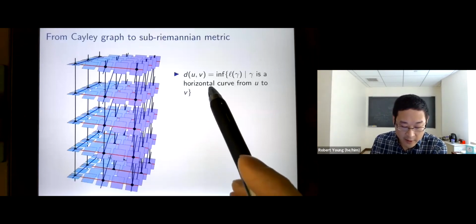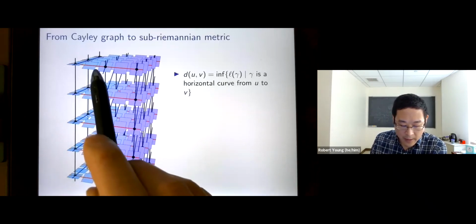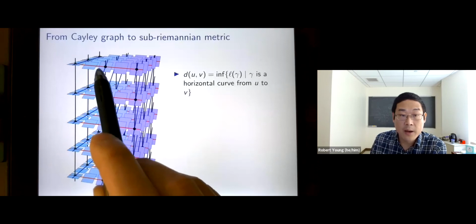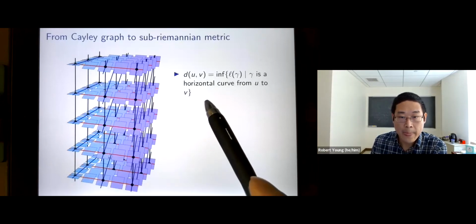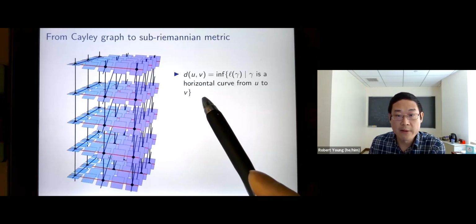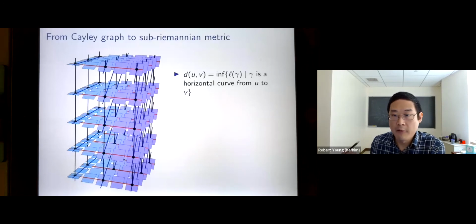Just like a Riemannian metric, you define the distance between two points. So in this case, the horizontal spaces are the spaces spanned by the red and blue edges, the spaces spanned by the horizontal directions. And just like a Riemannian metric, you can define the distance between two points in terms of the length of a shortest curve between those two points.